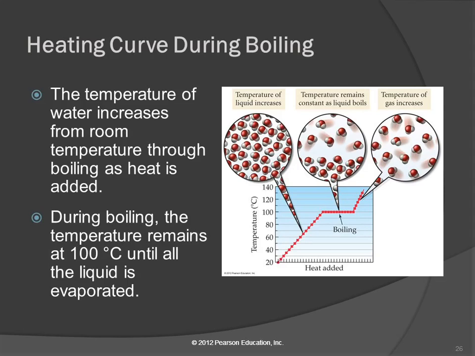So let's think about what's happening when water evaporates. Which molecules are leaving? The higher energy molecules or the lower energy molecules? The higher energy molecules. So if you have higher energy molecules leaving, what does that do to the average kinetic energy of the liquid? Brings it down. It brings it down. So you're adding heat, because you've got this pot on the stove, but all the higher energy molecules are leaving.